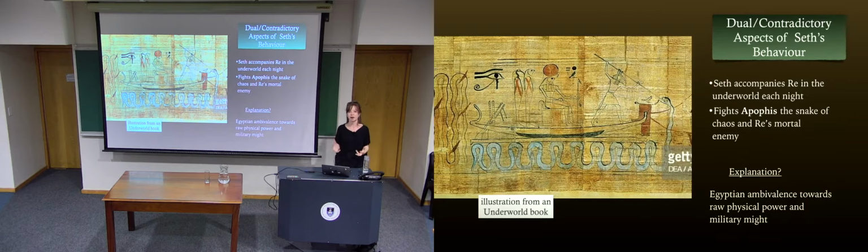These contradictory aspects. And I think what we're seeing in here is the Egyptian ambivalent attitude towards raw physical power, towards military power. They recognize that you need raw physical power to achieve certain ends, to defend, to protect, to survive. But they also recognize the destructive force of such power as well, especially socially, right? The destructive result of such power on society.